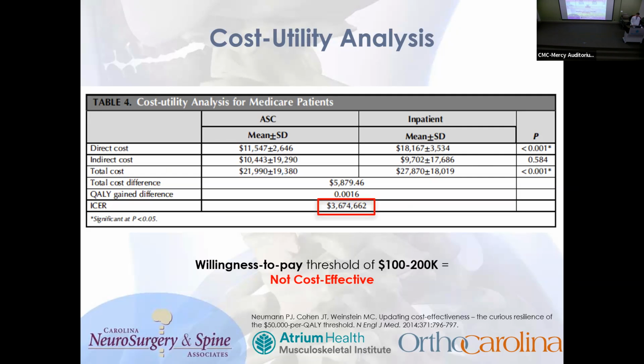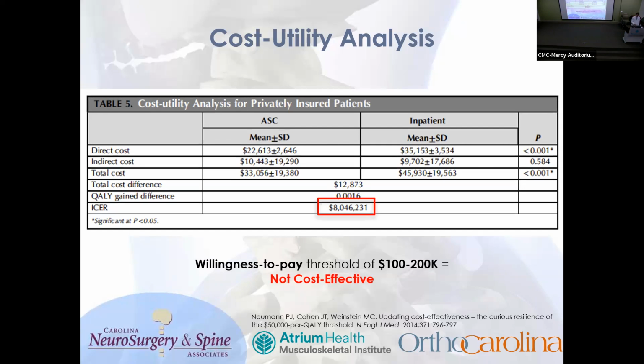Although there was a very small quality adjusted life year benefit for the inpatient cohort, when you plug that into your formula for an incremental cost effectiveness ratio, you get an ICER of over $3 million. And so whatever threshold you want to use, somewhere between $100,000 and $200,000, it's clear that $3.5 million is way out of that range. And so this was a very significant finding that corroborated what we expected to find. And that was for Medicare patients.